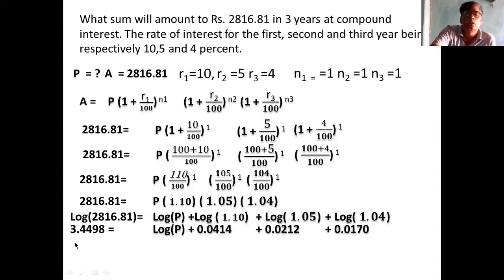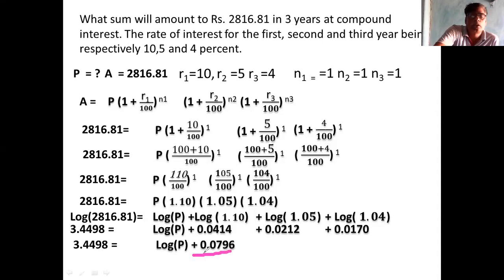In the next step you take the total. 3.4498 is equal to log P plus 0.0796, total of the three: 0.0414, 0.0212, 0.0170. So log P plus 0.0796 is there. You take this plus value to the left hand side. Then it will become minus.